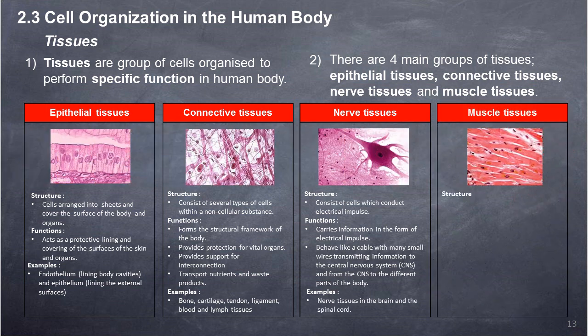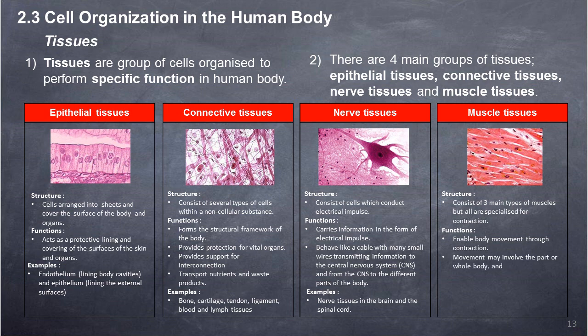Muscle tissues. Structure: consist of three main types of muscles, but all are specialized for contraction. Functions: enable body movement through contraction. Movement may involve part or the whole body, and along a tube within it. Examples: smooth muscles, skeletal muscles and cardiac muscles.